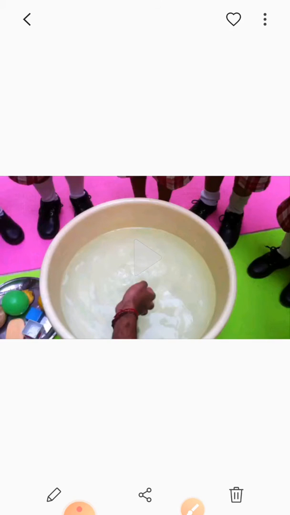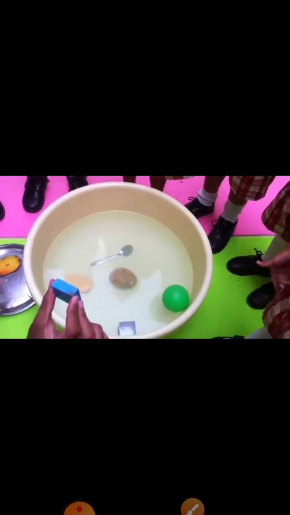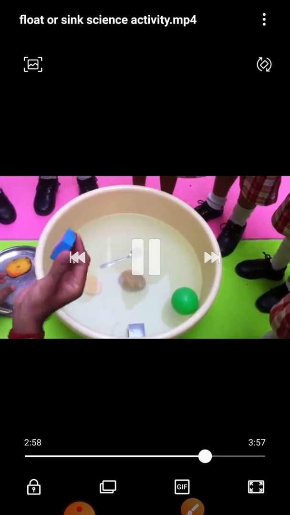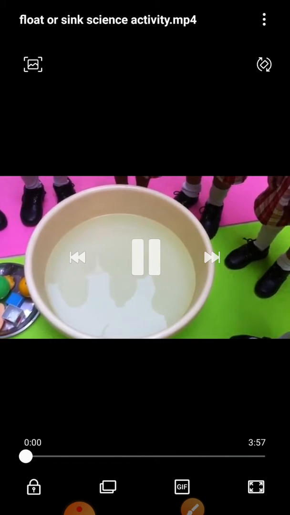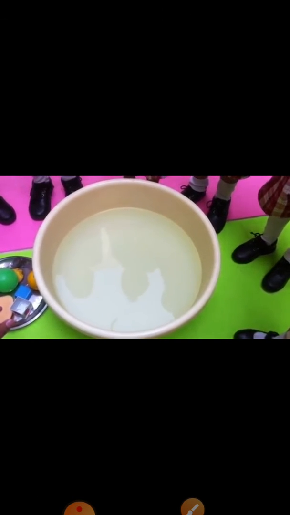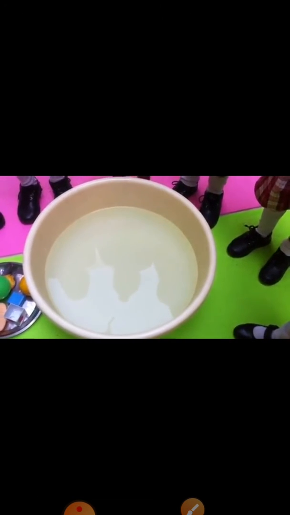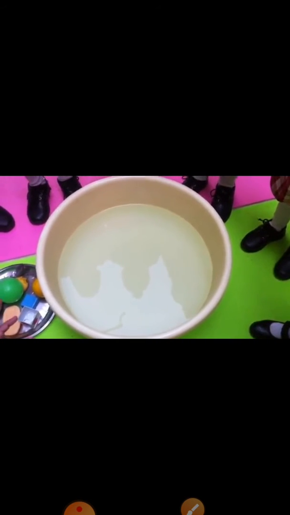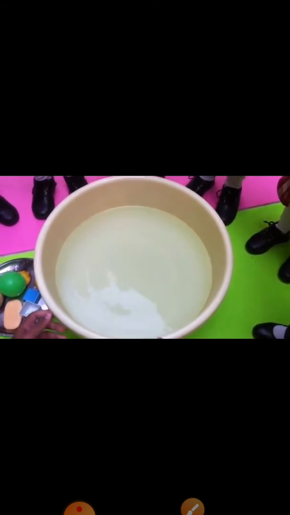Also, here we have another experiment students make. Let's see together. What is this? Which shape is this? We are going to do a float or sink activity with some objects. Here we have water. We'll put these objects in and see if they will sink or float.